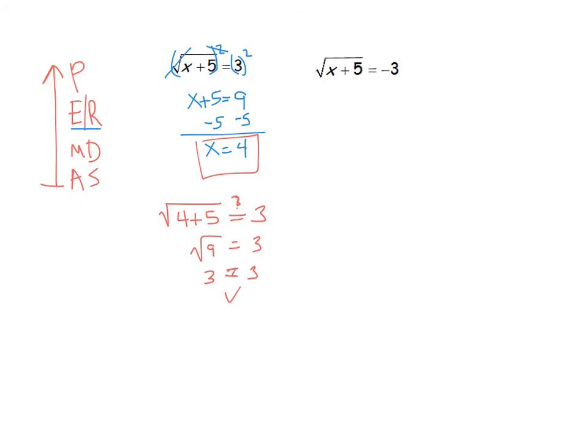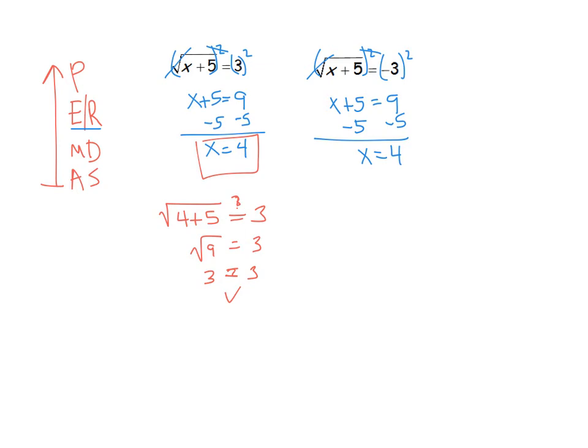Okay, let's see what happens in the next example. Similar, but the negative 3 on the right-hand side is different. So again, we're going to start by squaring both sides. When we square both sides, the square root and the square still cancel, and we have x plus 5 equals negative 3 squared, which is negative 3 times negative 3, which is positive 9. And we're going to subtract 5 from both sides, and we get x equals 4.